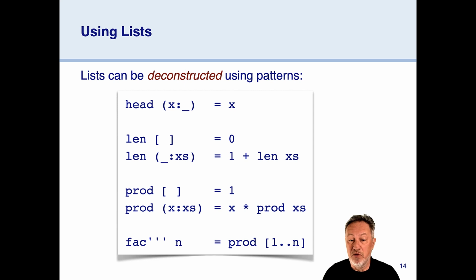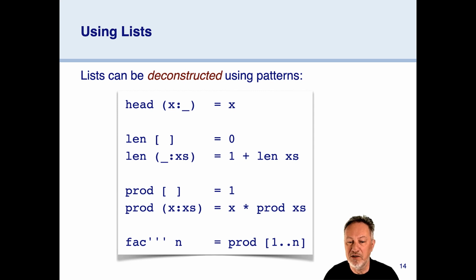Suppose we want to compute the product of a list of numbers. Well, the product of the empty list is going to be 1. The product of a non-empty list is going to be the head times the product of everything in the tail. And once we get to the empty list there, the result is 1. Now, as an exercise, you could easily see how to write a function which will compute the sum of all of the numbers in a list. It'll have a similar but slightly different definition.